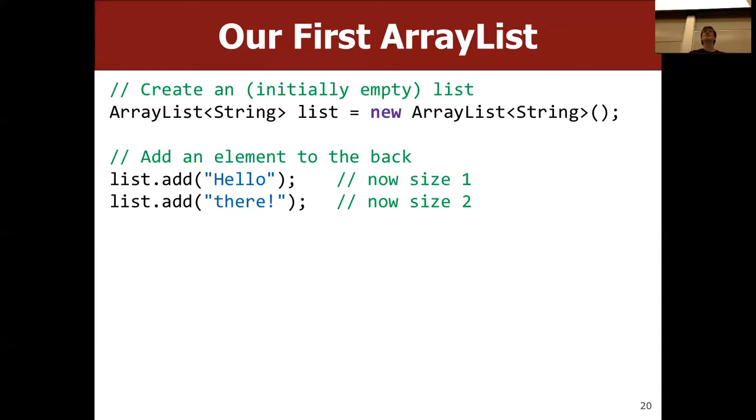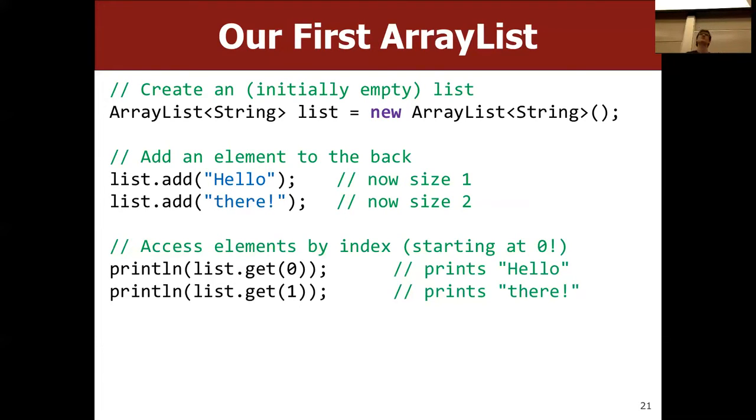If you want to get elements out of an ArrayList, it's very similar to how you're used to getting things out of an array, which is you get things by index, except you don't use the square brackets like you do for arrays. You use the .get method. So if you say list.get(0), that's going to give us back hello. And if you say list.get(1), it's going to give us back there. Okay, so it's a little bit more verbose syntax versus arrays, but you can do some pretty cool things with this.